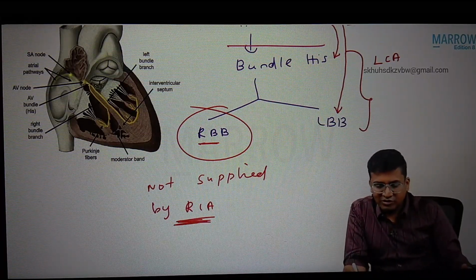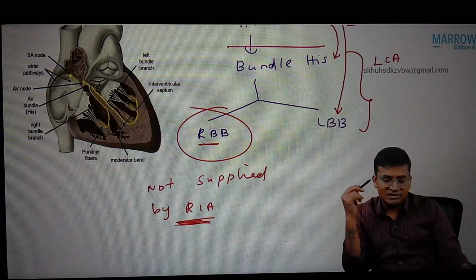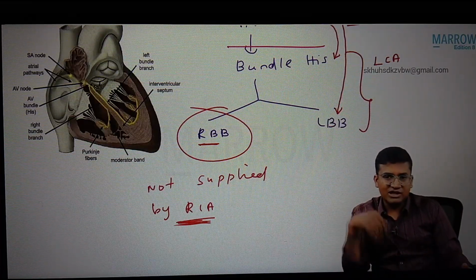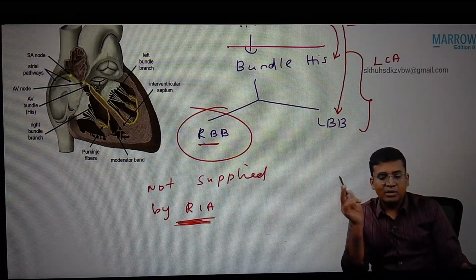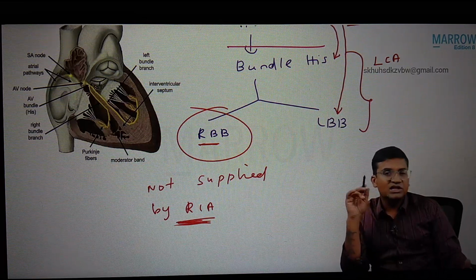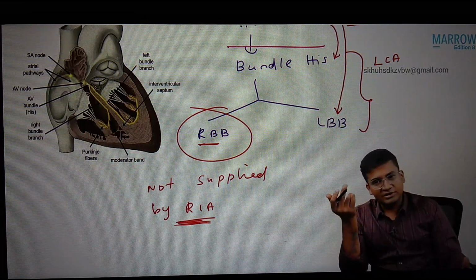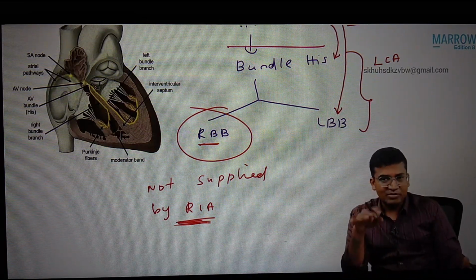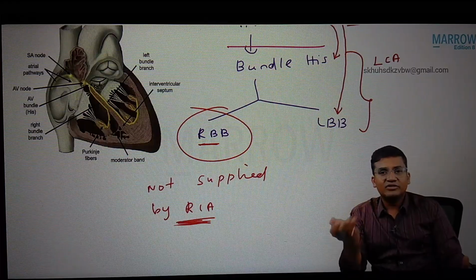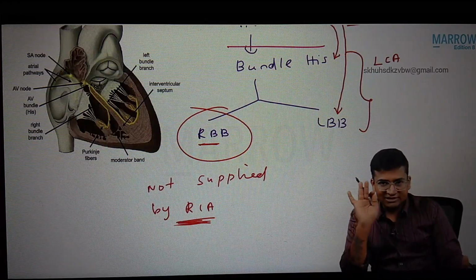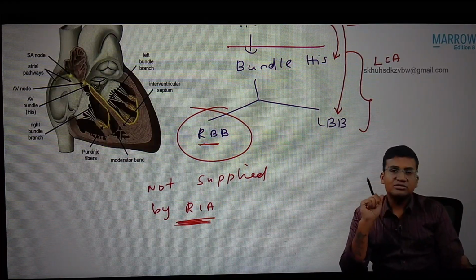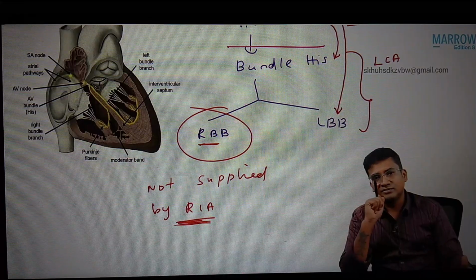Now what about the left coronary artery? The left coronary artery supplies the bundle of His, right bundle branch and left bundle branch. The bundle of His and the left bundle branch are also supplied by the right coronary artery. So the right bundle branch is supplied only by the left coronary artery. That's all about the arterial supply of the heart.